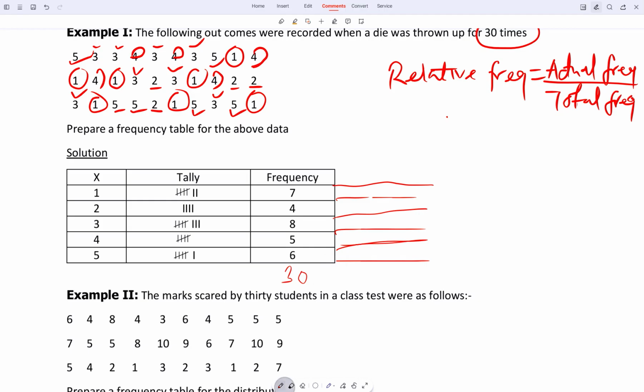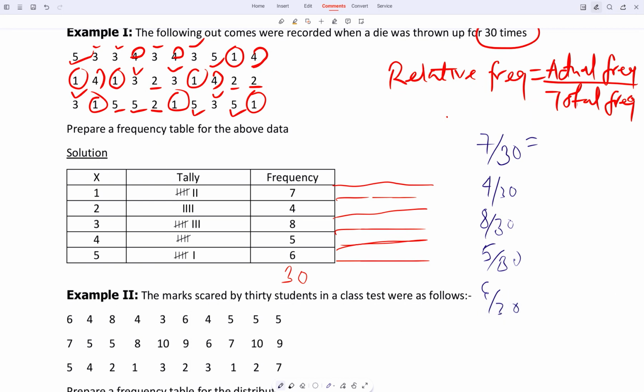So if you want to do the relative frequency of each of them, you just do the number. So for the first one, it will be 7 over 30. Are you seeing that now? So we'll look at what that value will give us. 7 divided by 30. That will give us what? So the next one is 4 divided by 30. The next one is 8 divided by 30. The next one is 5 divided by 30. The next one is 6 divided by 30. Are you getting that now?